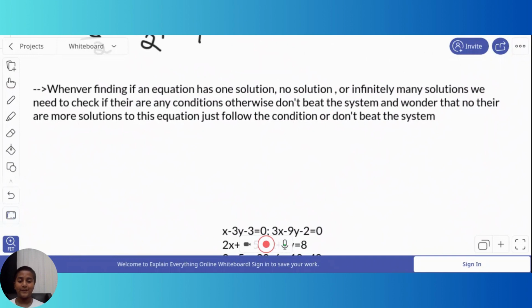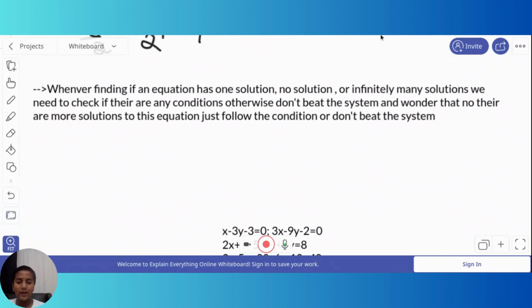Basically what I mean by don't beat the system is: just follow the conditions. Don't push yourself to think that there are other solutions, these are the other solutions. Don't even worry about that. Nobody cares if you're doing the no solution, one solution, or infinitely many solutions. When you do those, you have to make sure you're following the conditions.